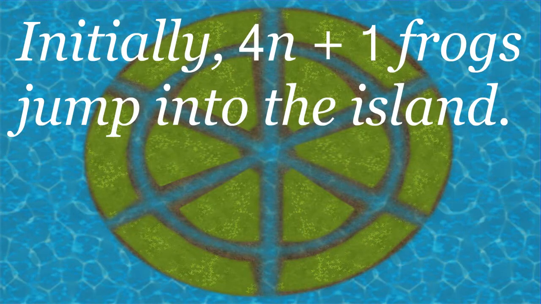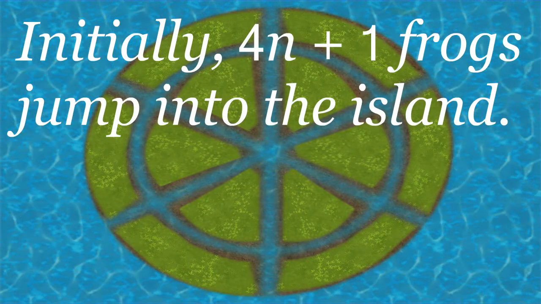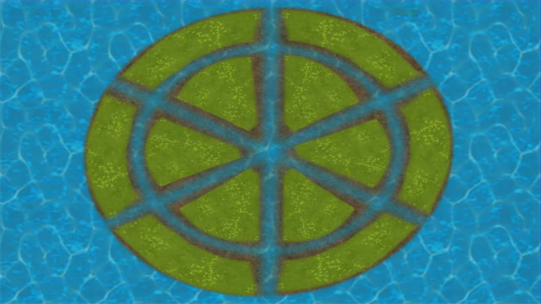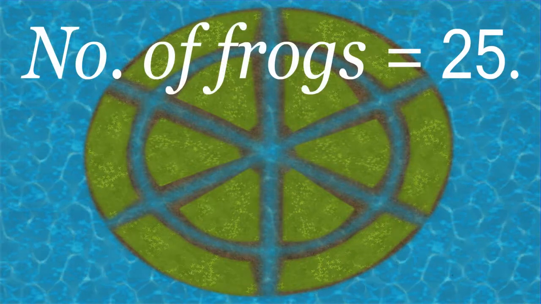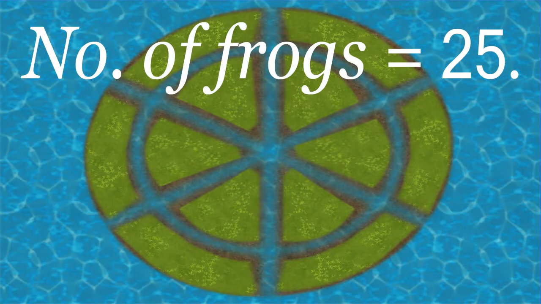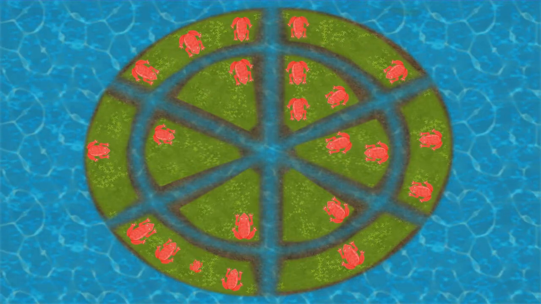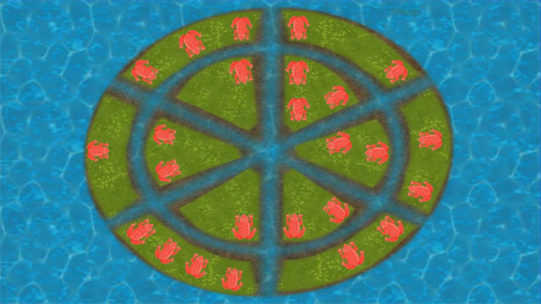Initially, 4n+1 frogs jump into the island. For example, in our case, since n is equal to 6, the number of frogs will be equal to 25. It is difficult for the frogs to be quiet together, and hence, if there is a grid with at least 3 frogs, then some 3 frogs from this grid jump simultaneously into the 3 neighboring grids.